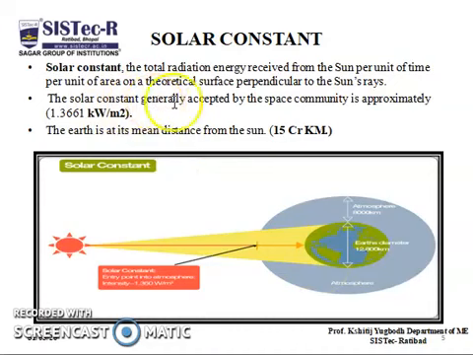The solar constant generally accepted by the space community is approximately 1.362 kilowatt per meter square. So it is the value of solar constant per meter square, and for this the earth is at its mean distance from the sun, that is 15 crore kilometer. The distance between the sun and the earth should be this.